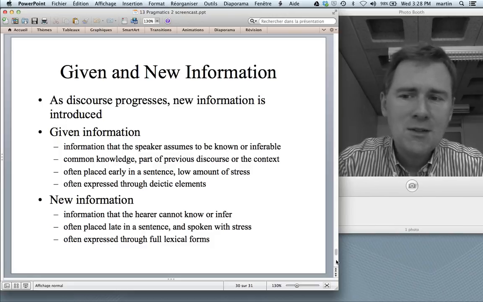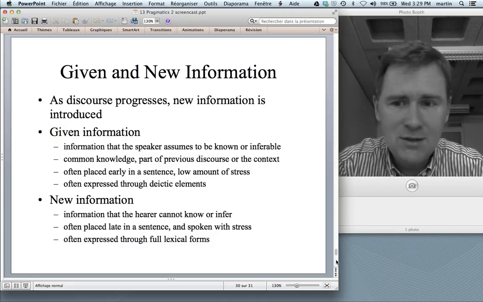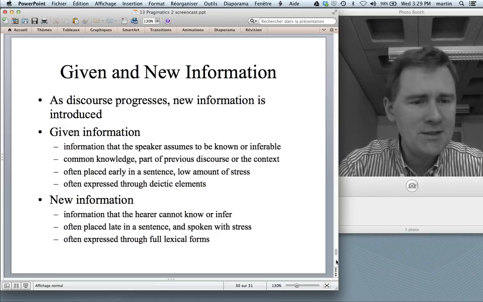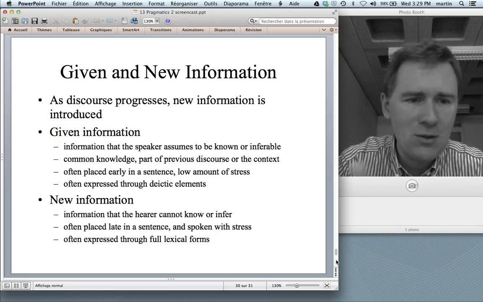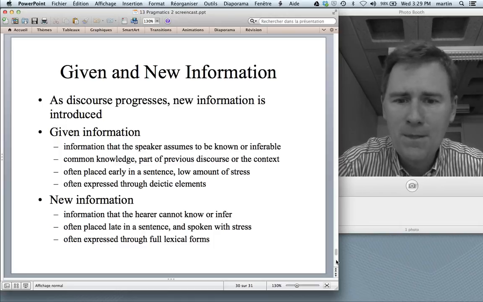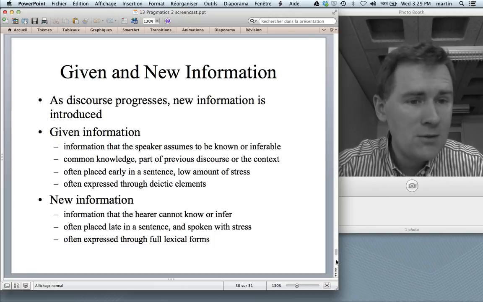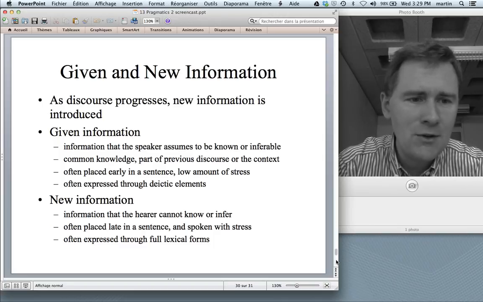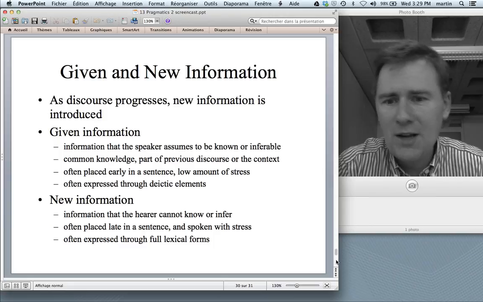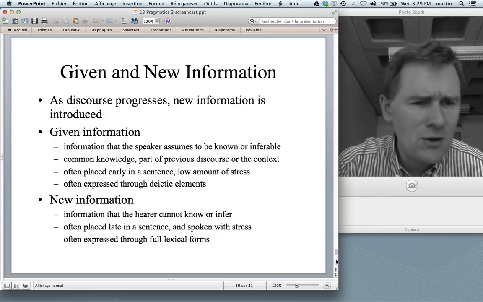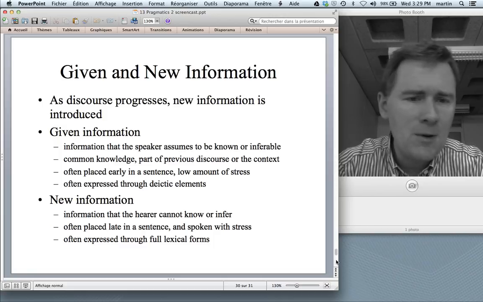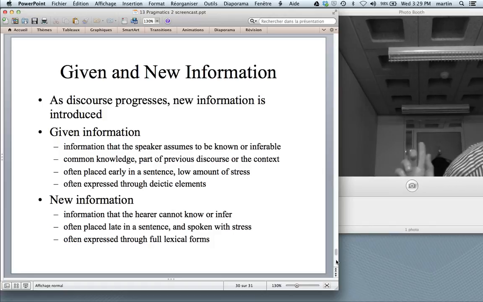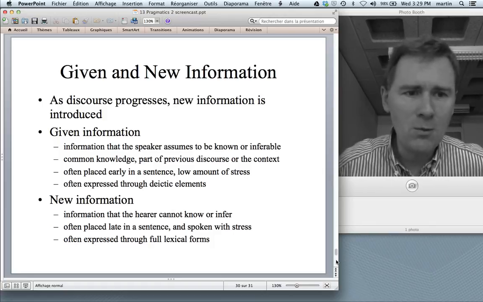So there's old information that linguists call given information. That is information that the speaker assumes to be known or at least accessible, inferable at a certain moment in time. It can be either common knowledge, the idea that there is gravity or that there is a road leading from Neuchâtel to Lausanne, or it can be part of a previous discourse. We talked about John and he lost his wallet and all that. Or it can be about the context. We're in the university building and, you know, if you walk out that door behind me, you're in the hallway, and so on and so forth.